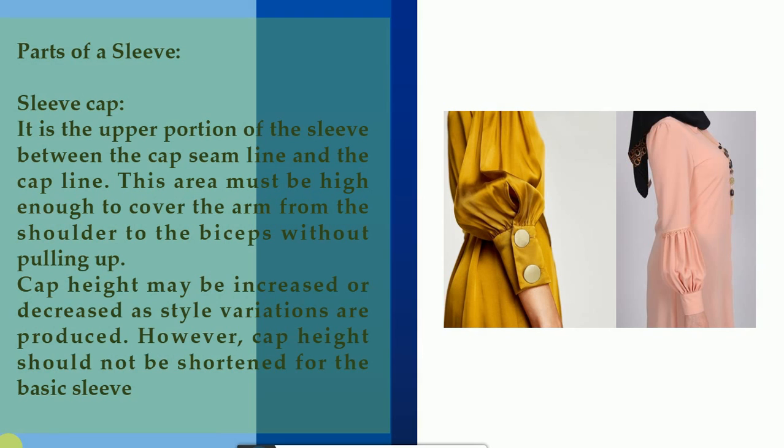Parts of a sleeve. Sleeve cap. It is the upper portion of the sleeve between the cap seam line and the cap line. This area must be high enough to cover the arm from the shoulder to the biceps without pulling up. Cap height may be increased or decreased as style variations are produced. However, cap height should not be shortened for the basic sleeve.